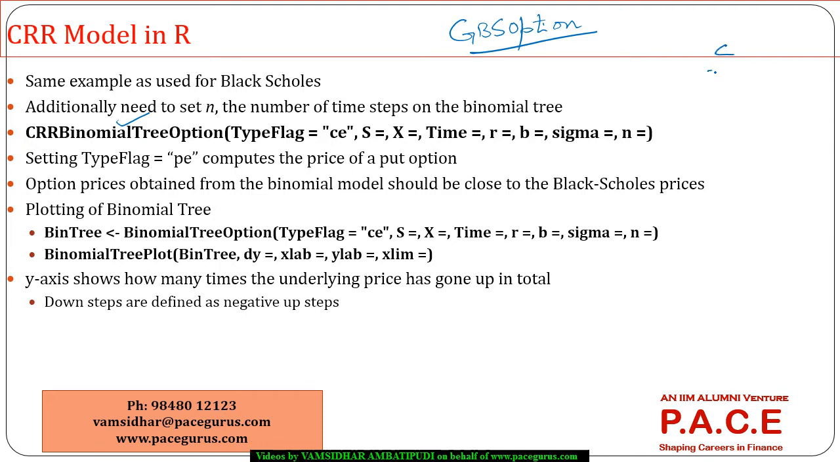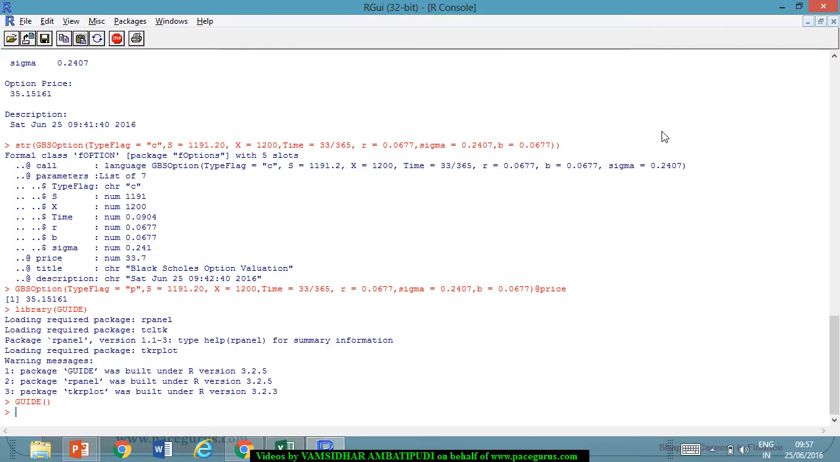The call option premium was around 33 point something and the put option premium was around 35 point something for that example. So the only additional thing that we need to set here is n, which talks about the number of steps of the binomial tree. So we may go with 3 steps, 5 steps, 100 steps, whatever it is. So let's actually go and implement it to see whether there is some kind of a difference.